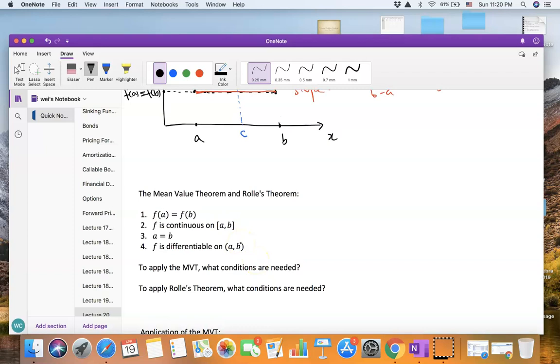So I want to ask you this question. To apply the mean value theorem, which conditions are needed? And to apply Rolle's theorem, which conditions are needed?